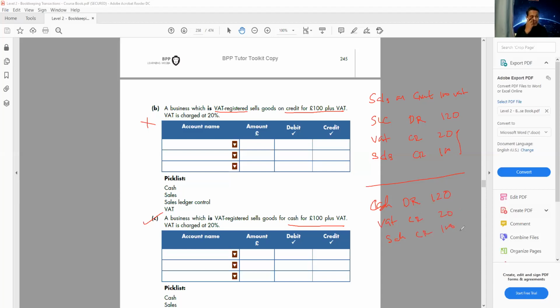Only the sales ledger control changed to cash, because this time the customer paid me immediately. So I don't have to tell him you are my sales ledger control and you are my asset. I don't have to, because the customer paid me immediately. So cash is coming. I'm happy with that. All right, so let's move on.